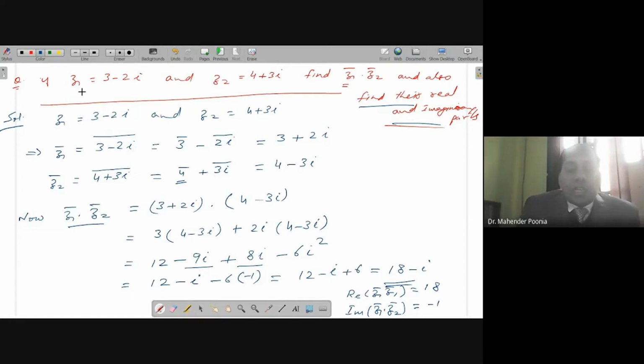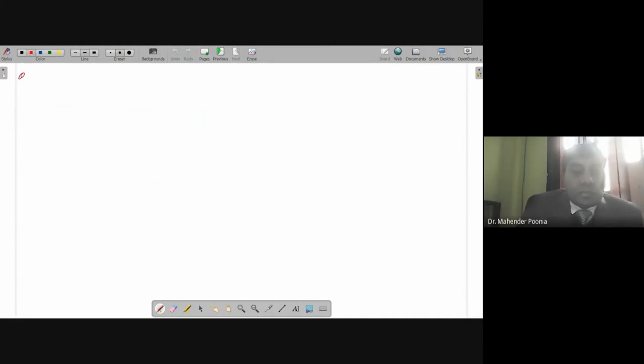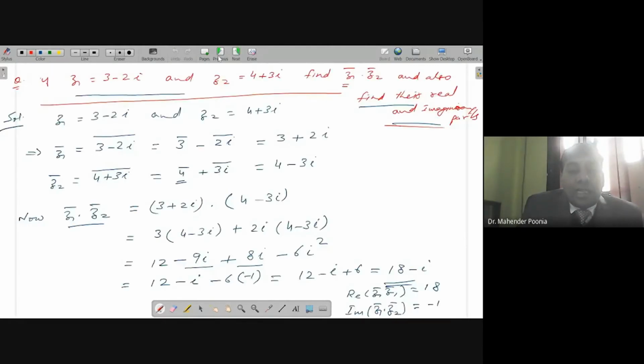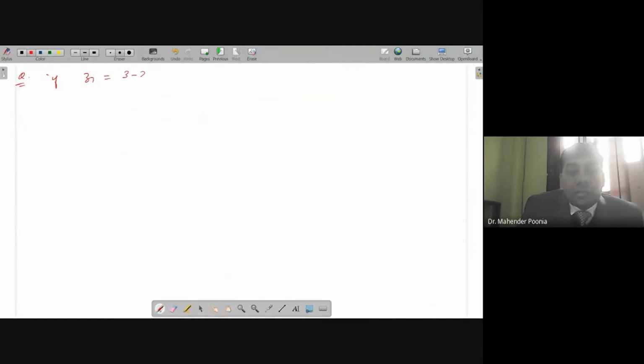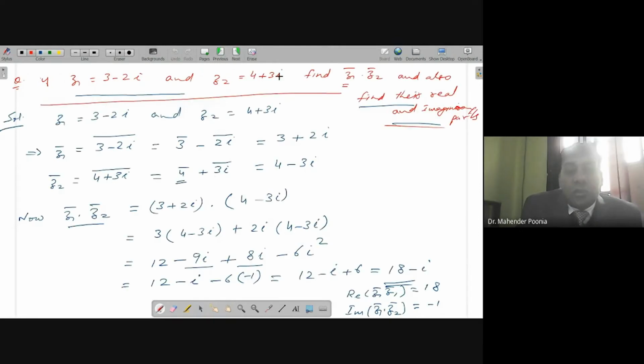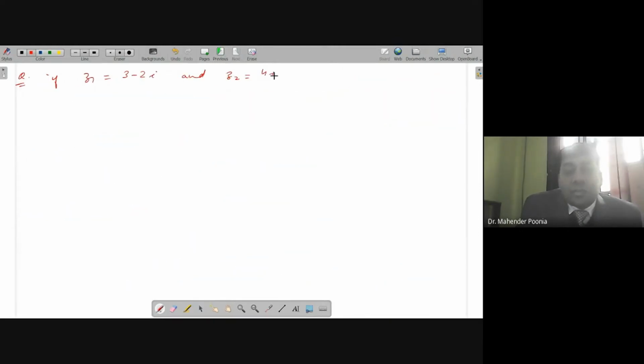The same question can be asked in another way: if Z1 is equal to 3 minus 2 iota and Z2 is equal to 4 plus 3 iota, then prove that Z1 into Z2, its conjugate, is equal to Z1 conjugate into Z2 conjugate, right?